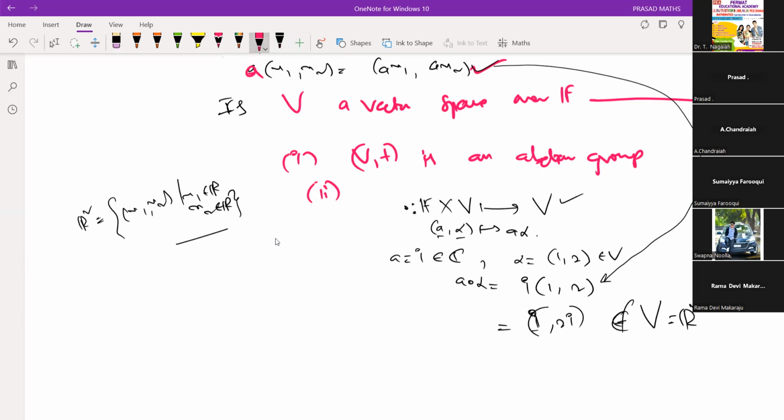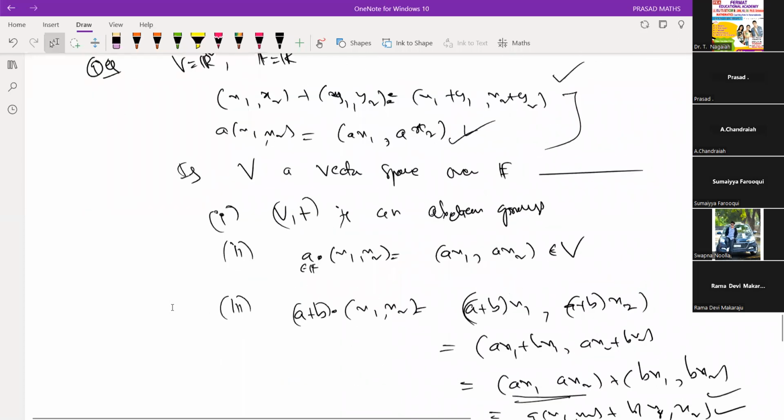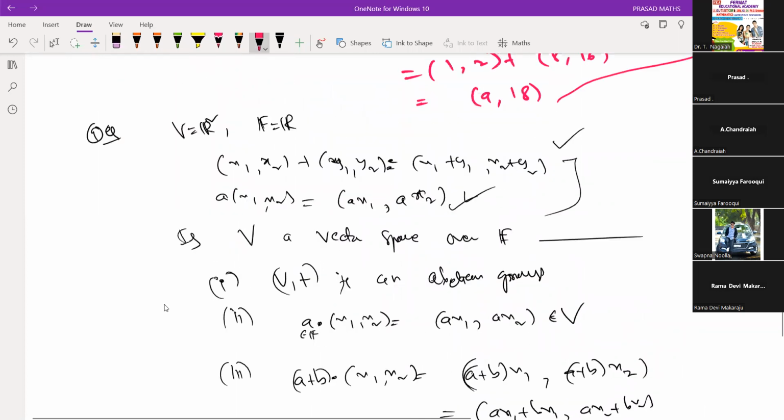In fact, the second operation is not even defined as a function. Therefore, it's not a vector space over the complex numbers. It is a vector space over the real field. Okay, last example, number 9. F is my real field.